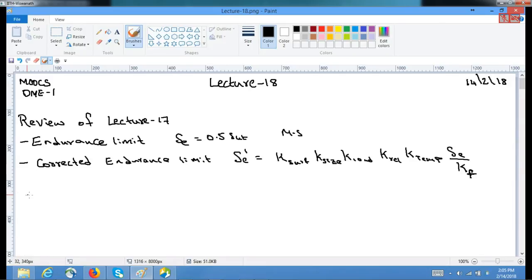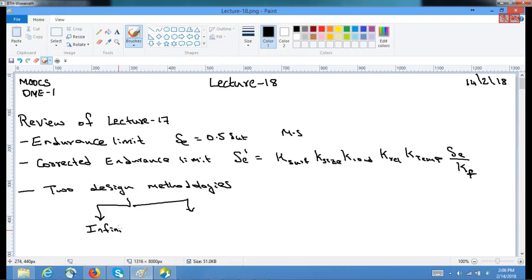Based on this concept, we have two design methodologies. The first one is for infinite life. For infinite life, we use the corrected endurance limit, whereas for finite life, what we have done is a little more different.